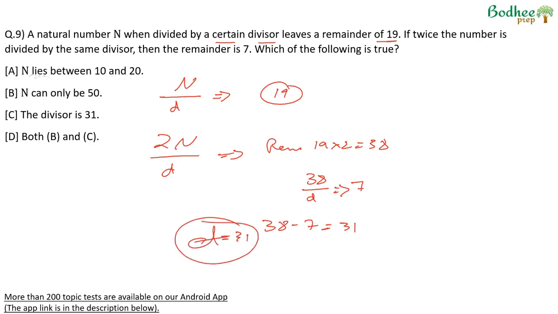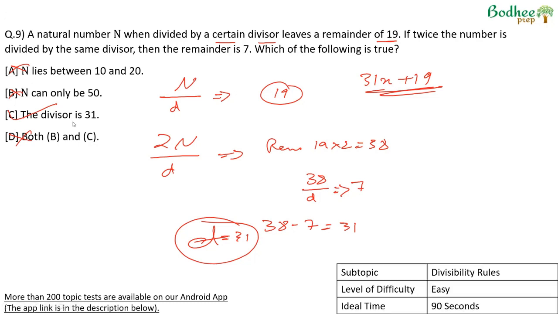Which of the following is true? N lies between 10 and 20? No. N can only be 50. N can be any value such that it is of the form 31x plus 19. Anything will do. The divisor is 19. Yes, it is. Both B and C. No, only B is correct. Option C becomes the answer. Again, easy question. Should be able to do this in about a minute and a half.